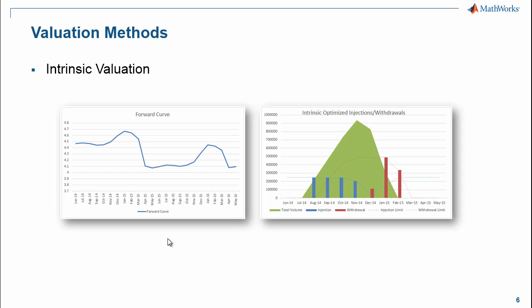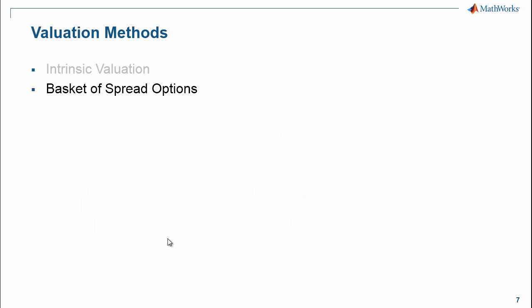This locks in an initial value for the storage facility that doesn't change over time. It's fully hedged. The advantage is that it's simple to understand, it's easy to compute, but it chronically undervalues storage. The basket of spread options method treats the storage facility as a portfolio of spread options. A spread option being the option that pays out the difference between two calendar contracts. In this case, for example, a February and a July contract.